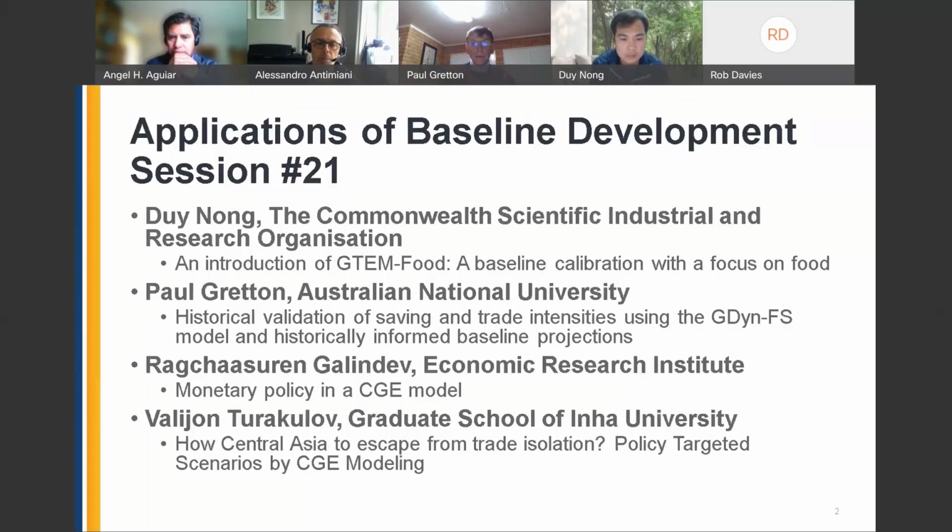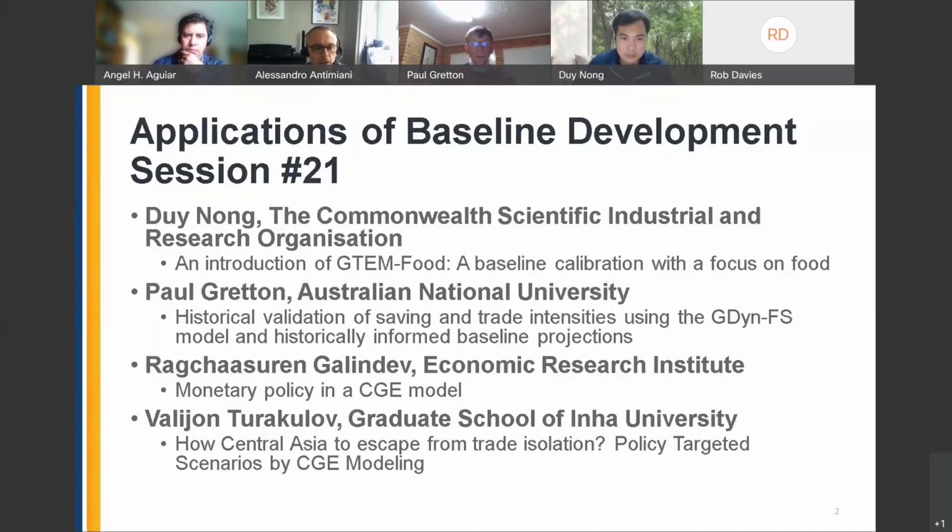So our first 2 papers are focusing on baseline calibration and projection, and the third one is by Kalindeb, who is working at the Economic Research Institute. He has also been associate professor at Queen's University and assistant professor at Essex University. In this case, we move a little more to monetary policy in CGE models, which is clearly quite an important issue to cover when we use models.